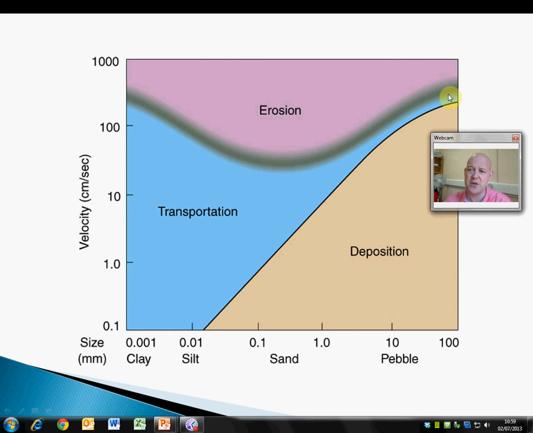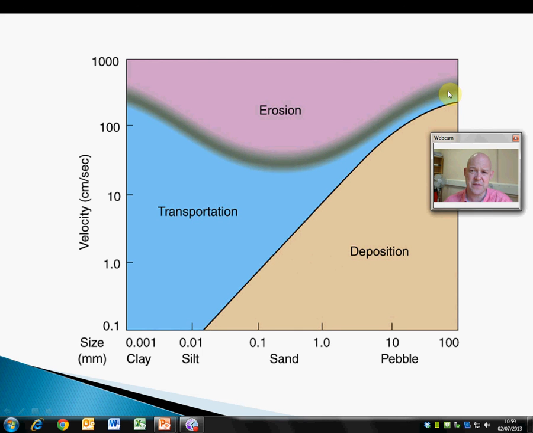So, interesting fact: notice the larger the particle size, once you go beyond sand, the smaller the difference between the critical erosion velocity and the settling velocity. In other words, the particle doesn't have to drop in terms of the velocity of water around it by very much for it to be deposited.